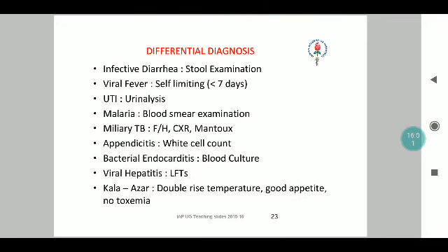Now, differentials of enteric fever, initially we should think of an infective diarrhea because diarrhea is the most common complaint with which an enteric fever patient does come. Stool examination will generally rule out the other causes of infective diarrhea, pointing us towards enteric. Now, on the initial day 1 itself, nobody will suspect an enteric fever. So, viral fever will often be considered as the most common cause, but viral fevers are self-limiting and will cut down by themselves within 7 days.